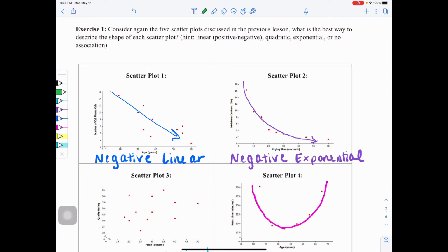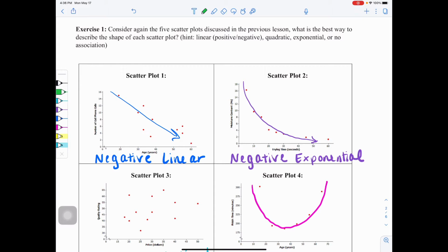Okay, so for exercise 1, it says, consider again the 5 scatter plots discussed in the previous lesson. What is the best way to describe the shape of the scatter plot? So here you're either going to be saying linear, quadratic, or exponential. And then if you do say linear, you have to make sure you indicate it as positive or negative, like increasing going up or decreasing coming down. And of course, you still have that option of no association, where the points are so scattered that there's no association that you can find.